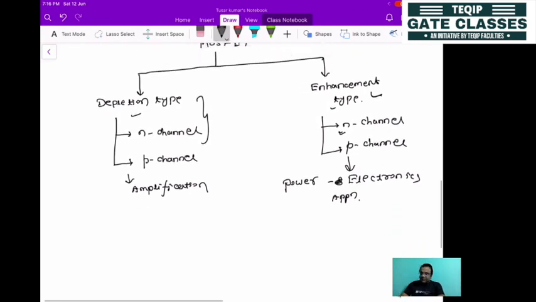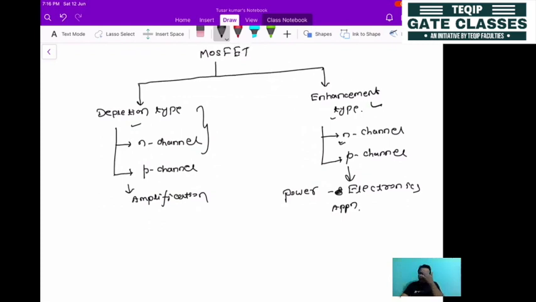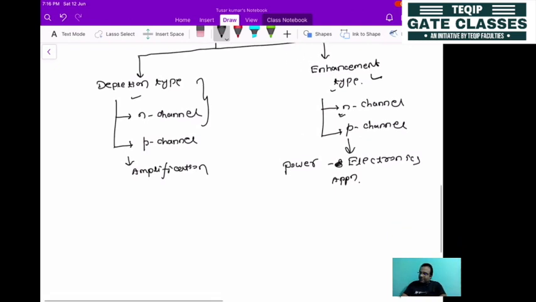First we'll see the depletion type. We'll be discussing N channel as well as P channel and their characteristics. Then we'll move to the enhancement type. So first one we'll see is the depletion type MOSFET.